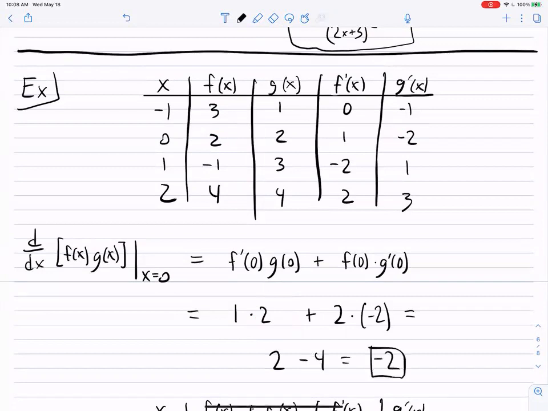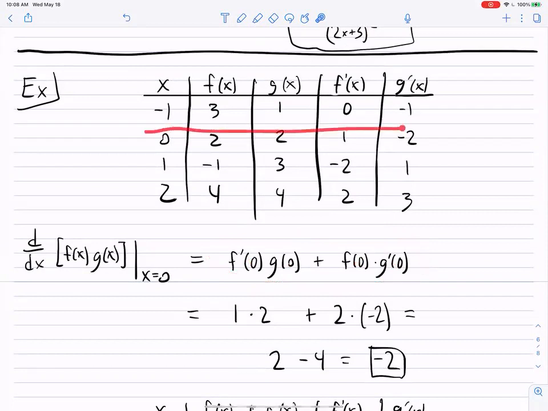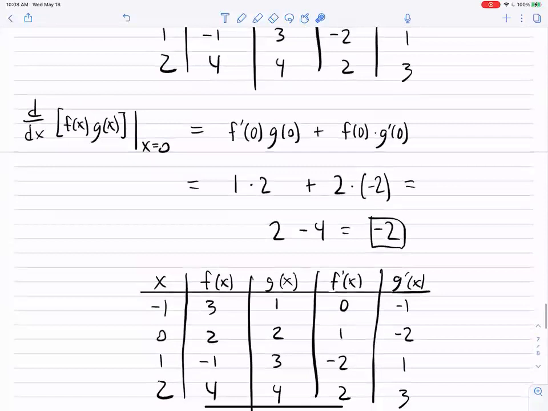And so that's what the derivative of the product of two functions is, evaluated at x equals 0, because you just do the product rule and then plug in 0 for x. And then plug in the values from that row in the table. All right, let's do one last example.